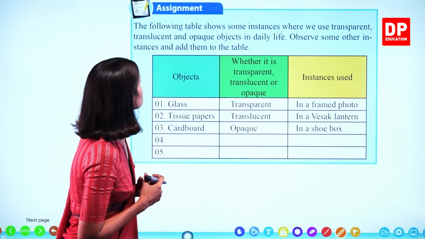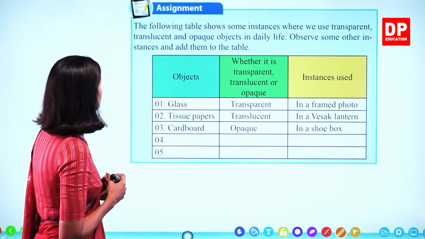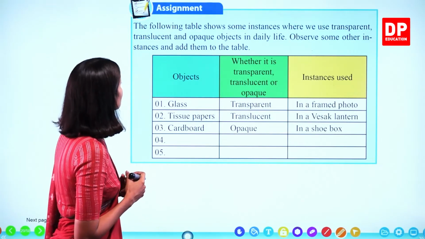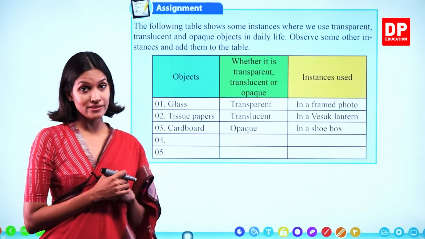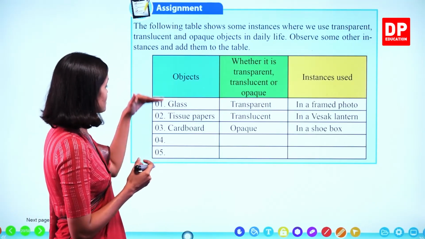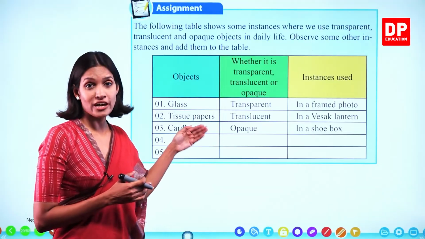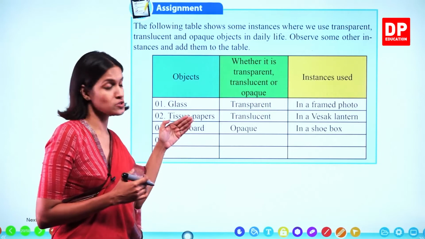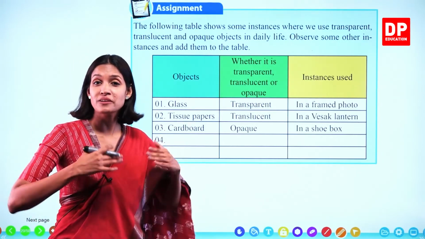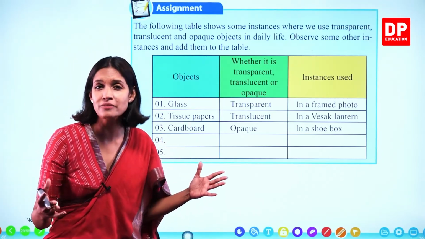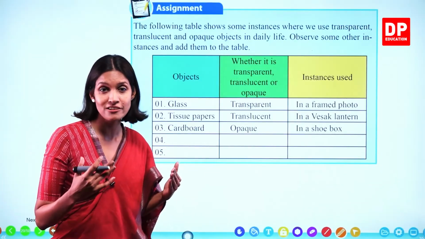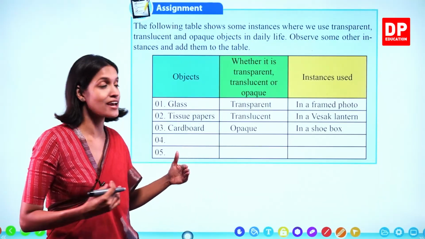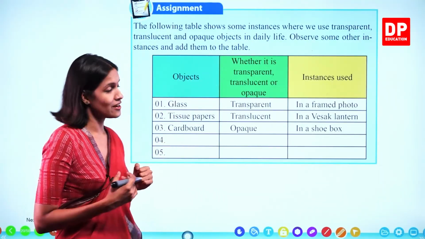The following table shows some instances where we use transparent, translucent and opaque objects in daily life. Observe some other instances and add them to the table. Now this is very easy. 3 examples are given. You can write down the other examples. Here they have given only 5 spaces, but you can write many other examples. Look at your environment and find some more examples, right? When you add more and more points, you will understand this part better, right, children?